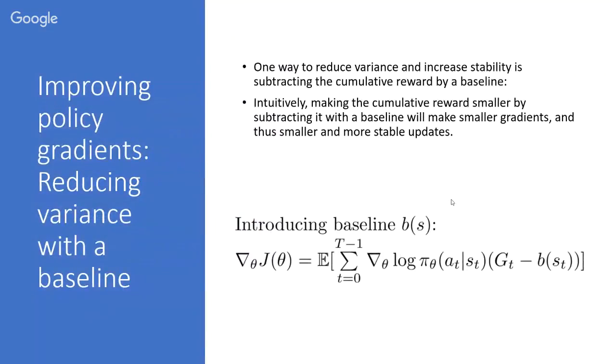Improving policy gradient: reducing variance with baselines. One way to reduce the variance and increase stability is to subtract a baseline from the cumulative reward. In theory, making the cumulative reward smaller by subtracting a baseline will give a smaller gradient and thus a smaller and more stable update. Basically, we are subtracting the baseline from the cumulative reward.